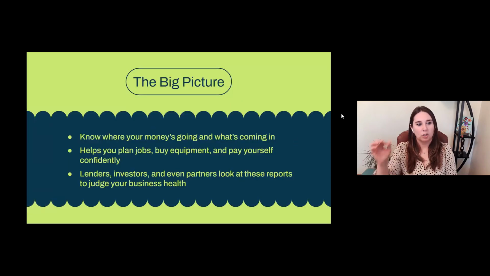So the big picture is just really understanding the flow of the cash that you have, what's going in, what's going out, where is it going, where is it held, and understanding the mechanics of it. And each one ties in together with each other, different line items, and reviewing all three of them can show you the best picture of where you are financially. It helps you plan for jobs, it helps you buy equipment, and it also helps to pay yourself consistently and confidently, knowing that you know where all of your cash is going.